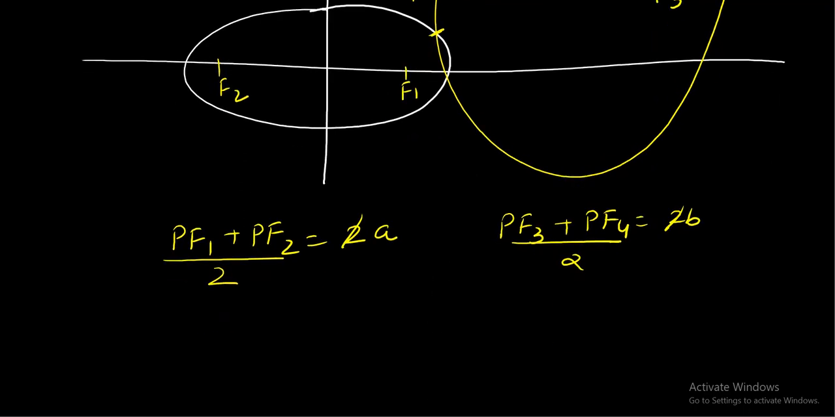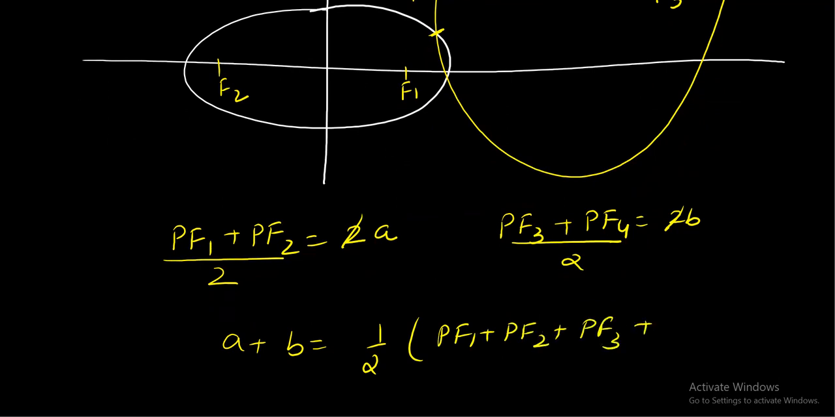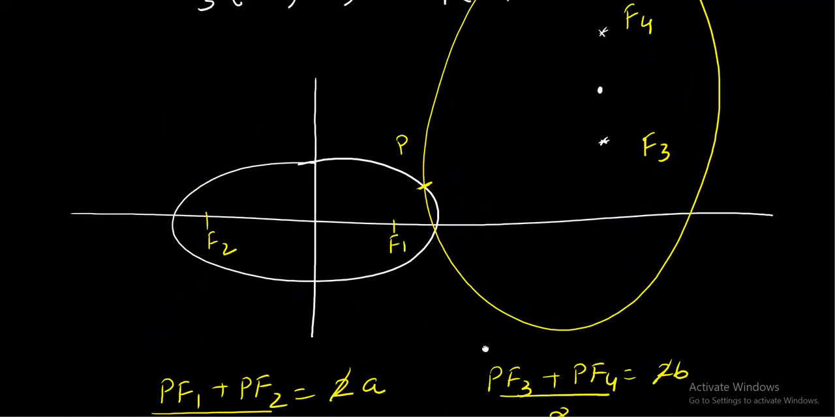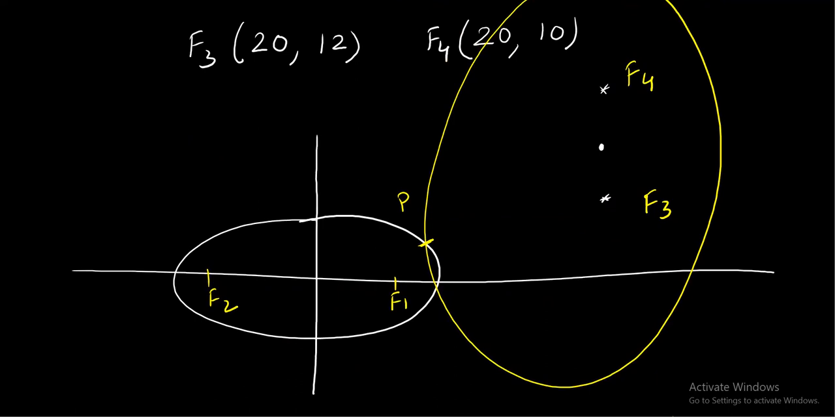And then what is A plus B? We can see A plus B is nothing but 1 by 2 of PF1 plus PF2 plus PF3 plus PF4, right? What we need to find out is A plus B ka least means, actually my question has converted to get the least value of PF1 plus PF2 plus PF3 plus PF4. I'm just marking them. Ye raha PF1, then I'm marking PF2, then I can say PF3, and this is PF4, right? I need the least value of these four distances.